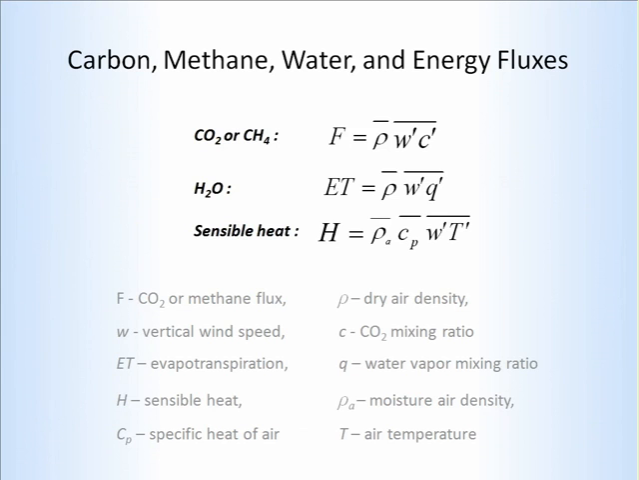With the general Eddy Covariance formula, we can easily derive the formulas for CO2 or methane, water, and the sensible heat fluxes. In this formula, the K components are the mean covariance of vertical wind speed with CO2, methane, water, and the temperature. That's why the method we are discussing here is also called the Eddy Covariance technique.